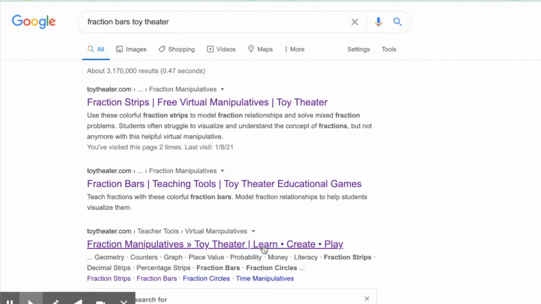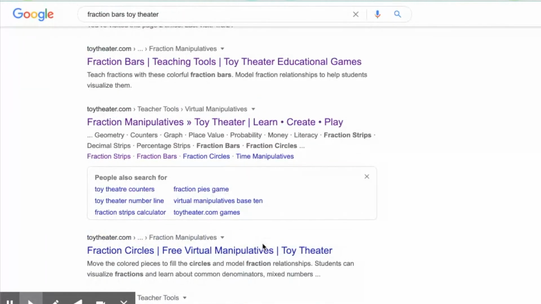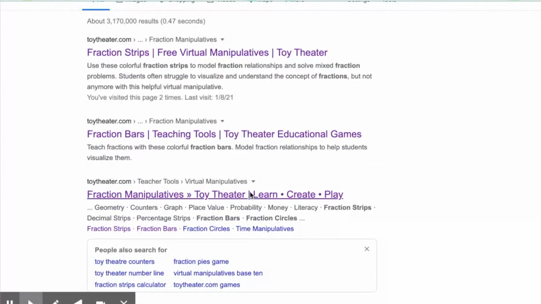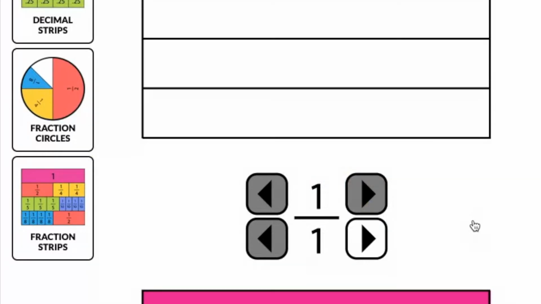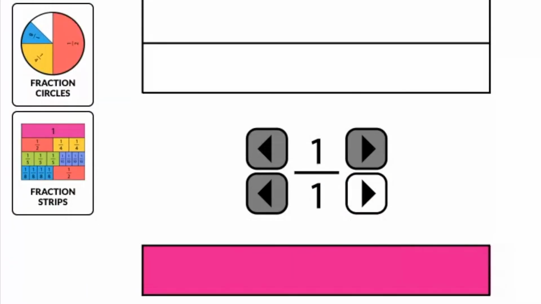The next tool we're going to play with is the Fraction Bars Toy Theater. Click on the fraction bars. And let's go ahead and visualize all of the different fractions.